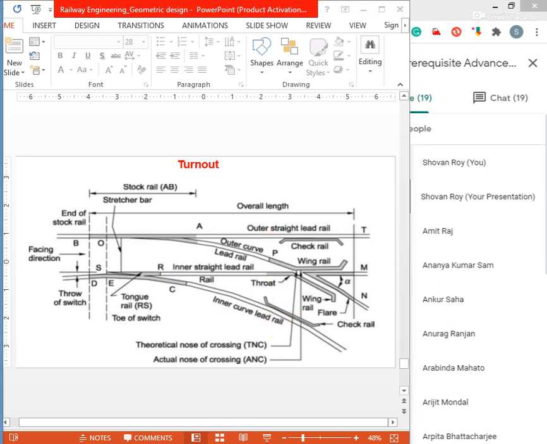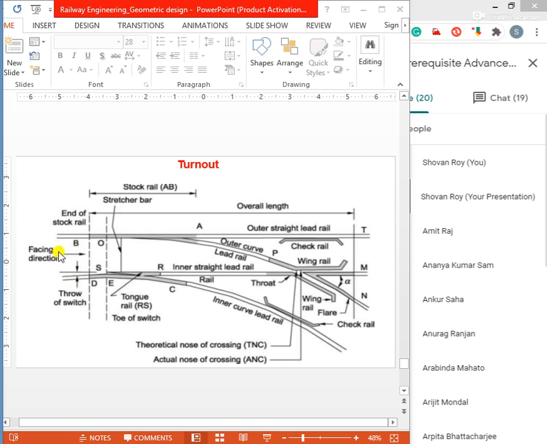The direction of the point or turnout is known as the facing direction. A vehicle approaching the turnout or a point has to first face the thin end of the switch. This is the facing direction.